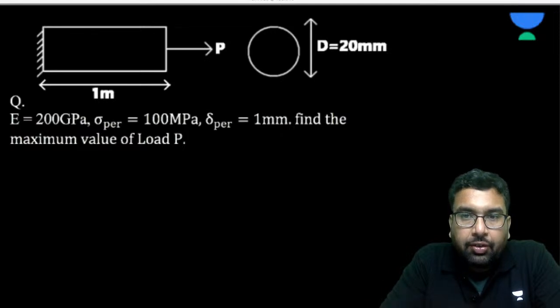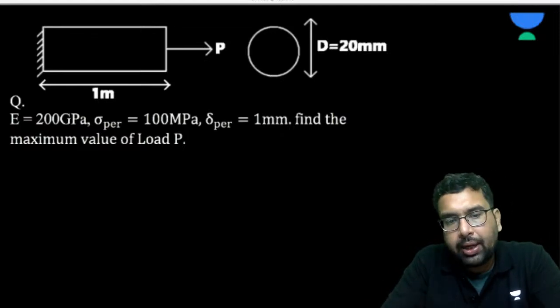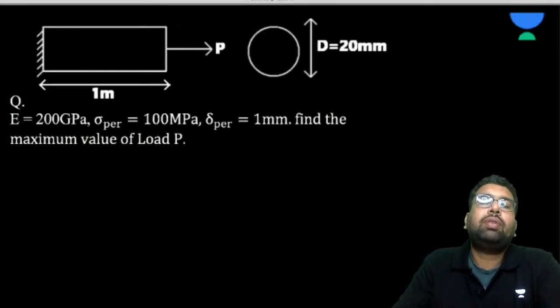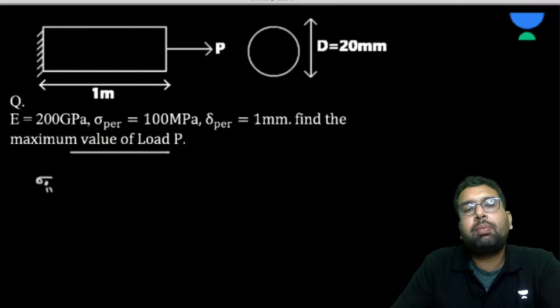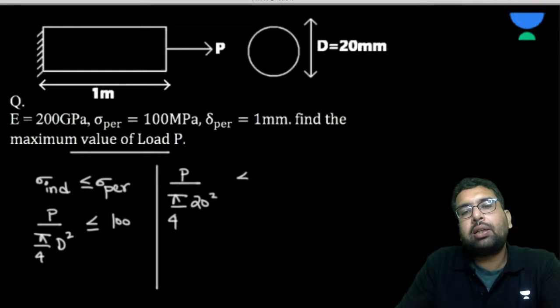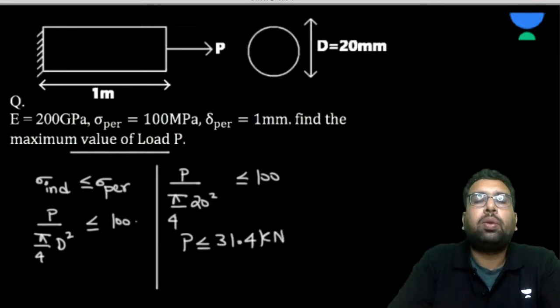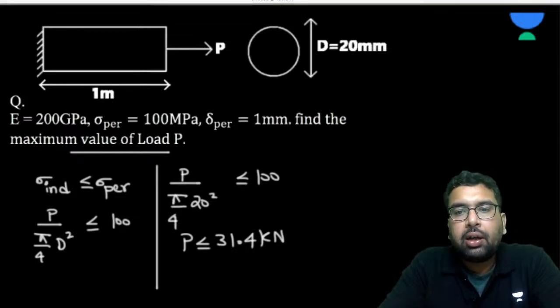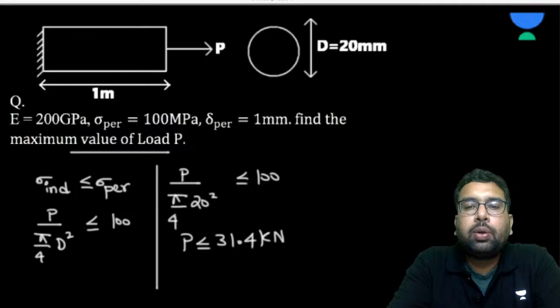Now, when the dimension is there, we want to know the maximum load. So we have E, we have sigma permissible, we have delta permissible. We have to find the maximum value of P. Applying this, sigma induced is less than or equal to sigma permissible. Sigma induced is equal to force upon area, that is pi by 4 d square, and sigma permissible is 100 megapascal. So P upon pi by 4 into 20 square is less than or equal to 100. From here, when I calculate P, I am getting 31.4 kilonewton, right?